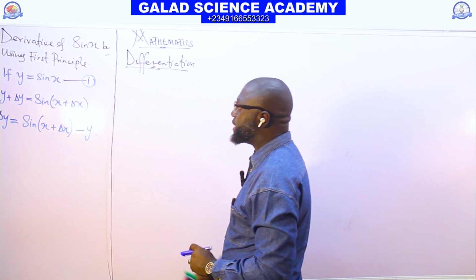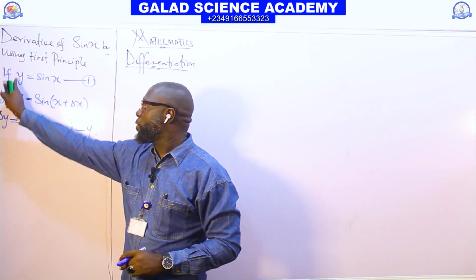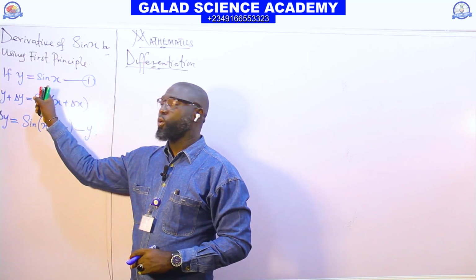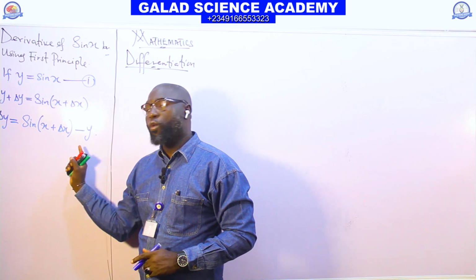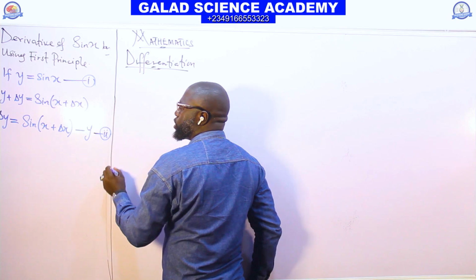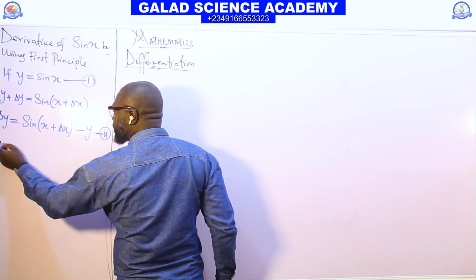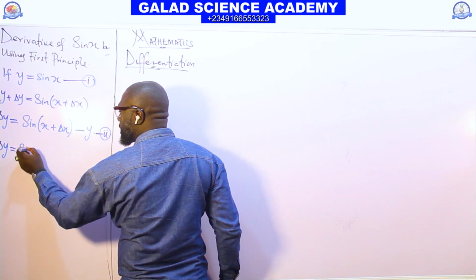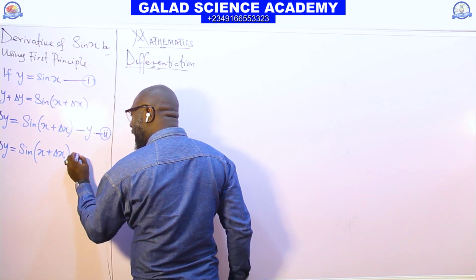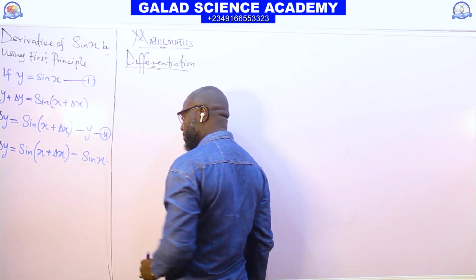So when you have this, now from equation 1, they defined y for us as sine x. Since y is sine x in equation 1, substitute for y here. You can call this one equation 2. Substitute for y in equation 2. You will now have change in y equal to sine x plus change in x minus, what is y now from equation 1? Sine x.